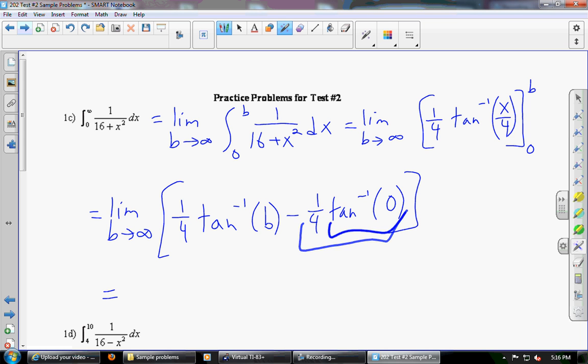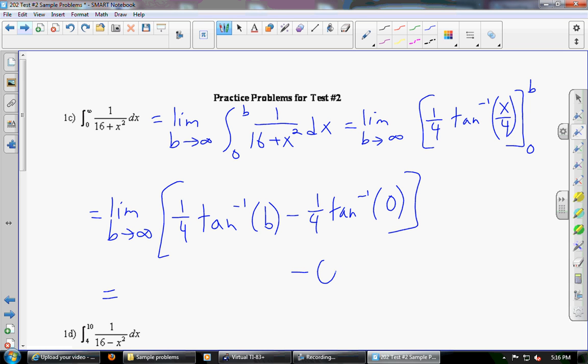Inverse tan of 0, I'm hoping you know that without a calculator. The question is, what angle has a tangent equal to 0? In this case, it's the 0 radian angle, so this is a minus nothing, quarter of nothing.